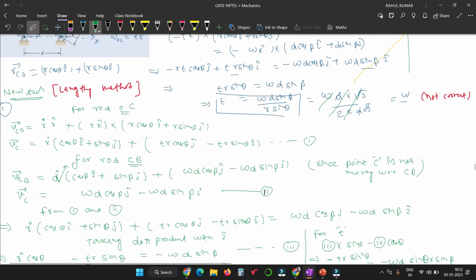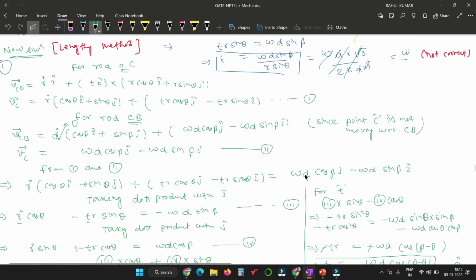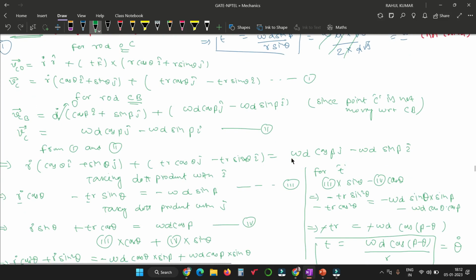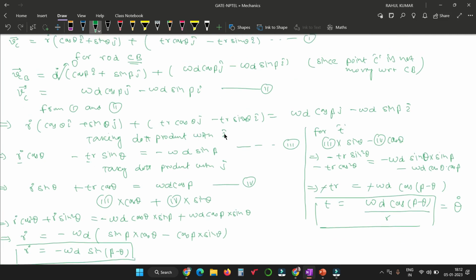Now equate 1 and 2. When you equate 1 and 2, you will get this equation. From here you can directly compare i with i and j with j, or you can also take the dot product with i. When you take the dot product with i, this will become 1, this will become 0, this will become 0, and this will become 1.